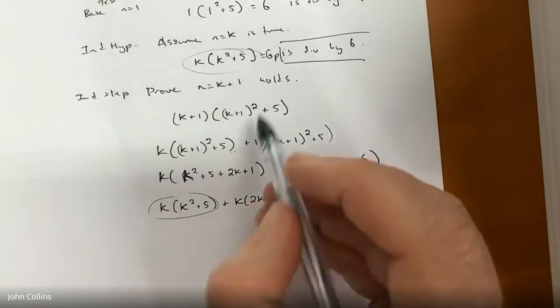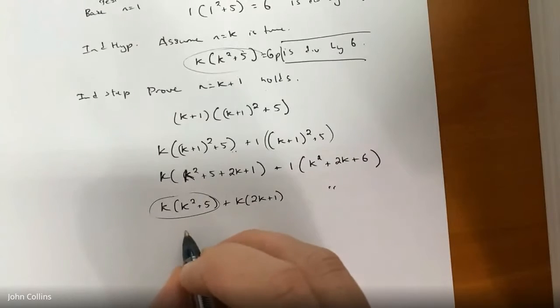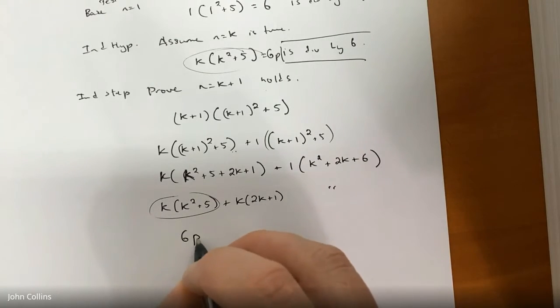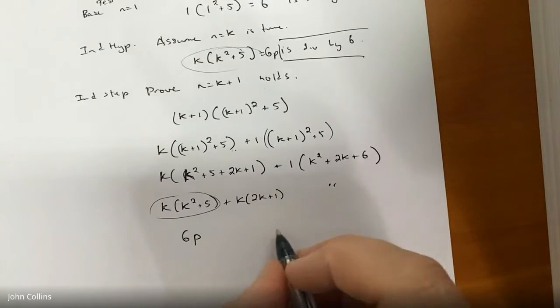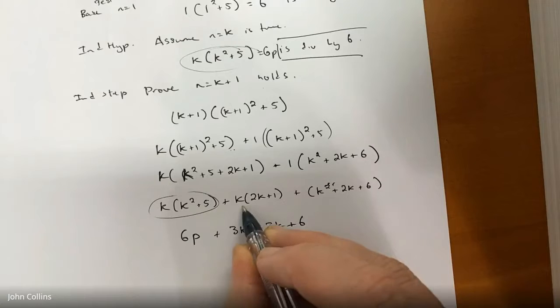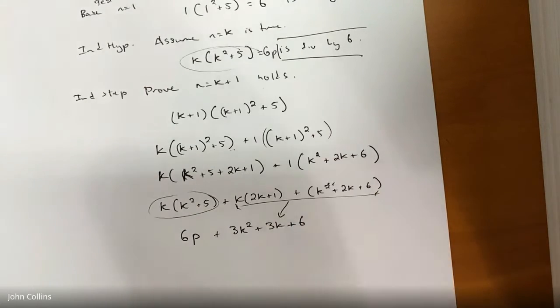So this is the bit from the inductive hypothesis. We can say that's 6p. Yep. So you can. Okay, so that's definitely divisible by 6. Yeah. And then when everything else is expanded out, it becomes 6p plus 3k squared plus 3k plus 6. Okay, so all this expanded and simplified down gives that. Yep. Yeah. And then I factorized out 3k from the 3k squared plus 3k. And then I factorized out 3 from everything.